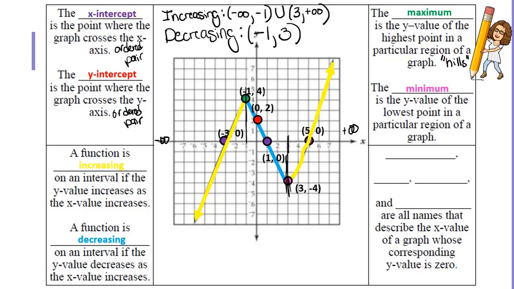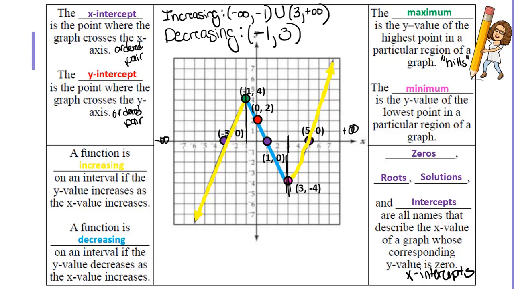And then some other vocab that you might hear. You might hear the word zeros, you might hear the word roots, you might hear the word solutions, and you may even hear the word intercepts. All four of those are just names that I describe X values of a graph whose corresponding Y value is 0, aka X-intercepts. Okay? These are all words for X-intercepts.